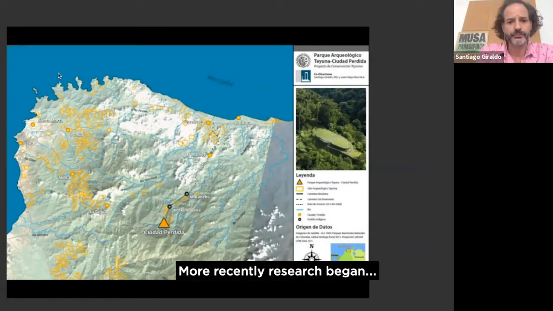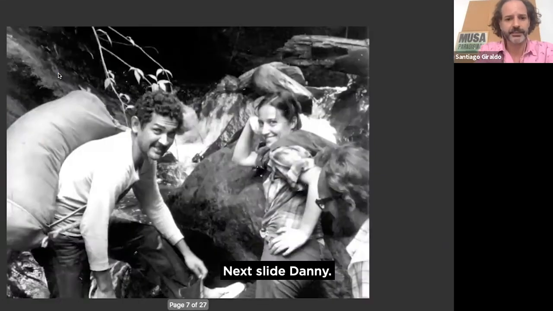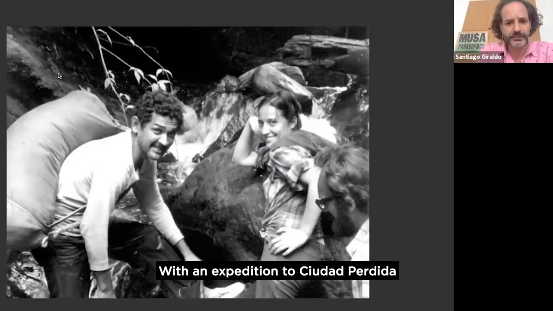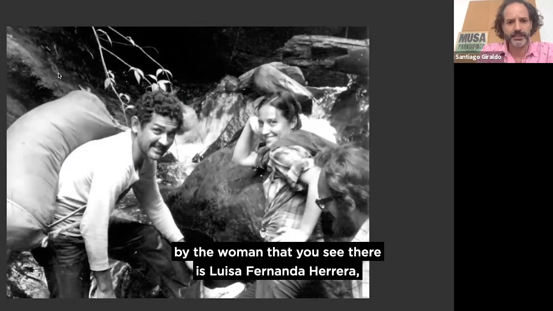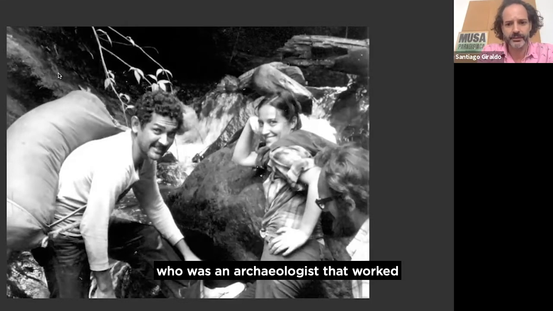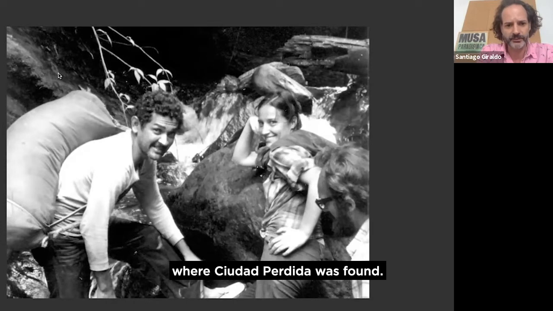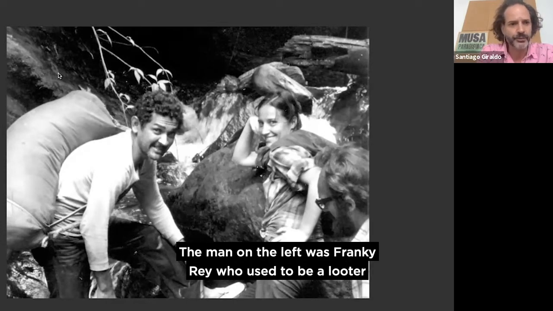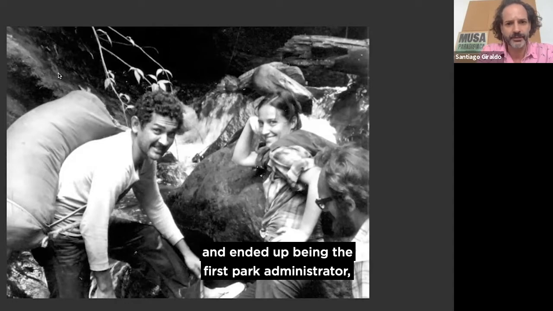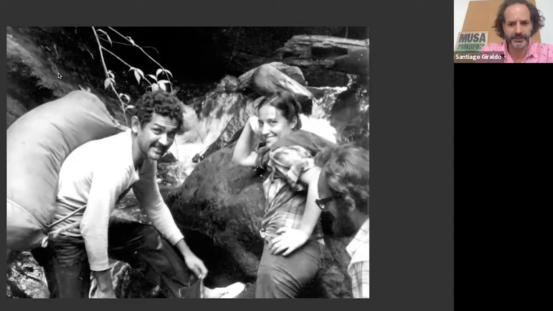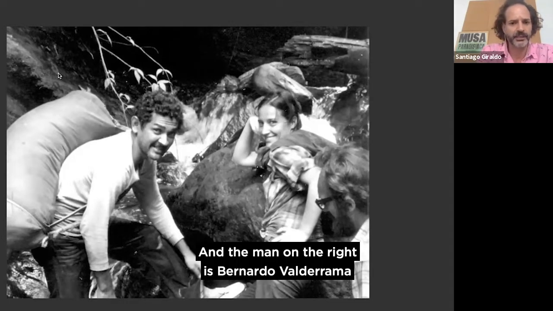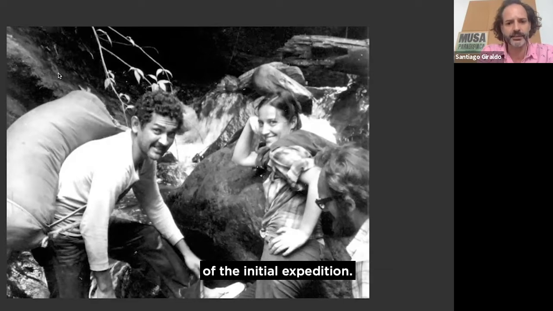More recently, research began, next slide, Danny, with an expedition to Ciudad Perdida by the woman that you see there, Luisa Fernanda Herrera, who is an archaeologist that worked in the Sierra for many years. And she was in charge of the initial survey project wherein Ciudad Perdida was found. The man on the left is Frankie Rey, who used to be a looter and ended up being the first park administrator at Ciudad Perdida and led them to Ciudad Perdida. And the man on the right is Bernardo Valderrama, who is an architect that was part of the initial expedition.